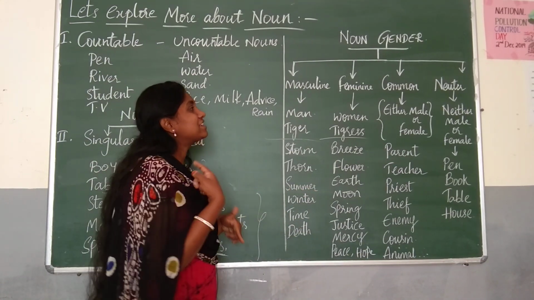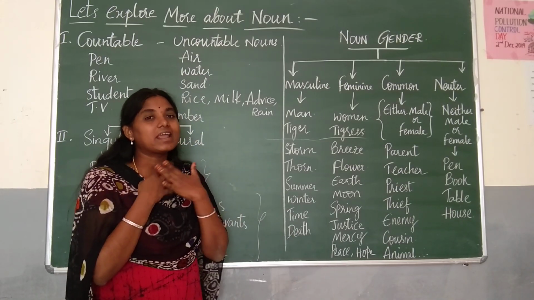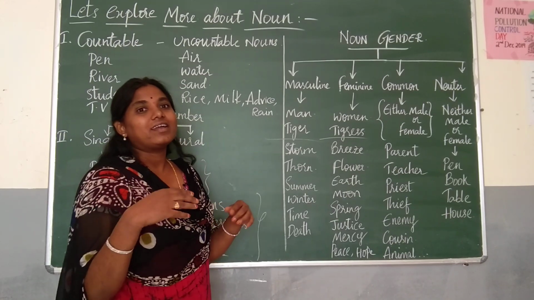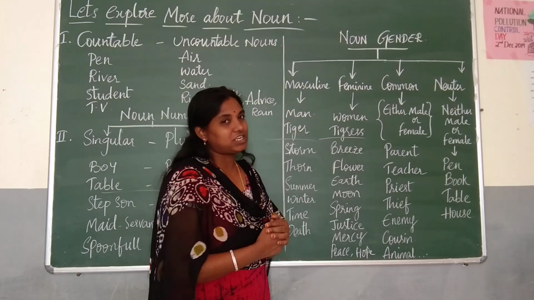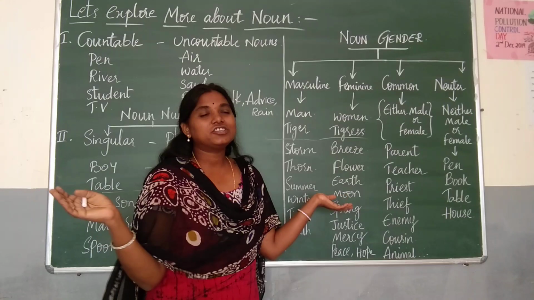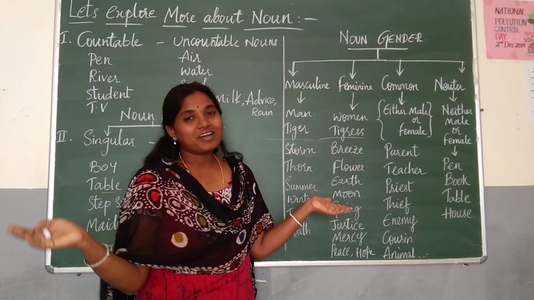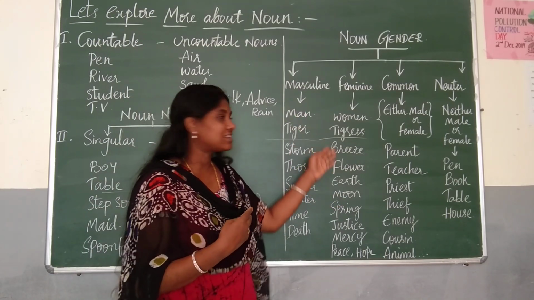Now let's quickly enter into feminine gender. Feminine gender will always give us peace of mind, happiness, pleasure, smooth going, all those things come under feminine gender. What are those? Breeze. Just go to a beach and feel that breeze, you feel so happy, you feel so delighted. So that comes under feminine gender.